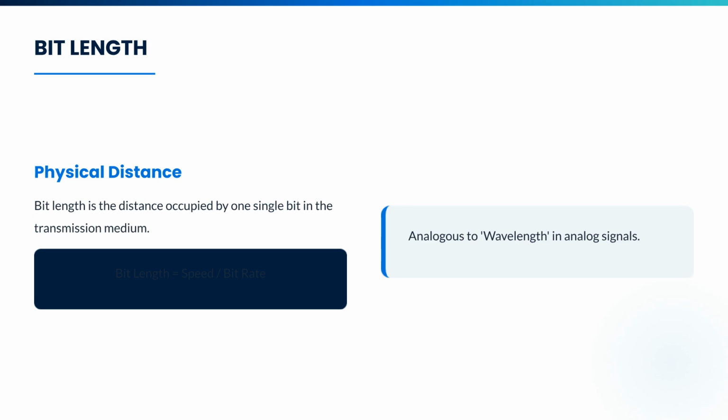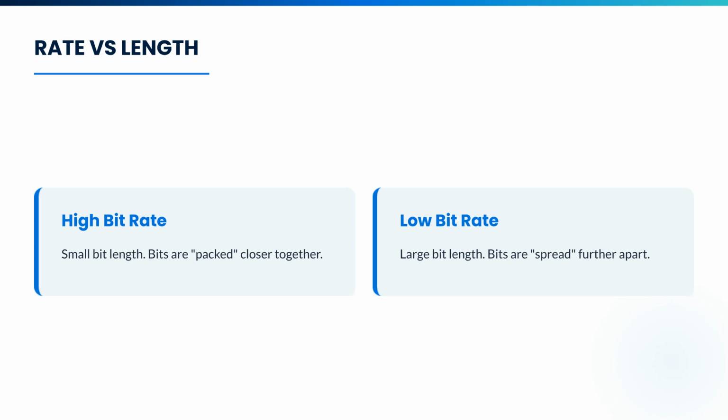Bit length is the physical distance occupied by one single bit in the transmission medium. It is analogous to "wavelength" in analog signals and is calculated as the speed of propagation divided by the bit rate. There is an inverse relationship between the bit rate and bit length. A high bit rate means a small bit length, where bits are packed closer together. A low bit rate means a large bit length, where bits are spread further apart.